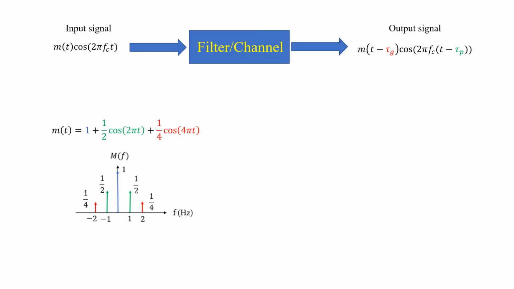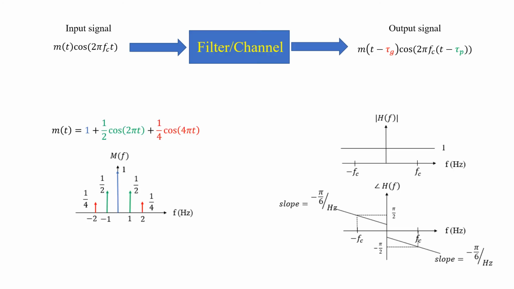Now, we move on to the group delay, which is a bit harder to visualize than the phase delay. Again, we have our system and our signal, but now we have a channel whose phase response has a slope of negative pi over 6 for both positive and negative frequencies, and the phase response at the frequency fc has the value negative pi over 2. What would the output signal look like?